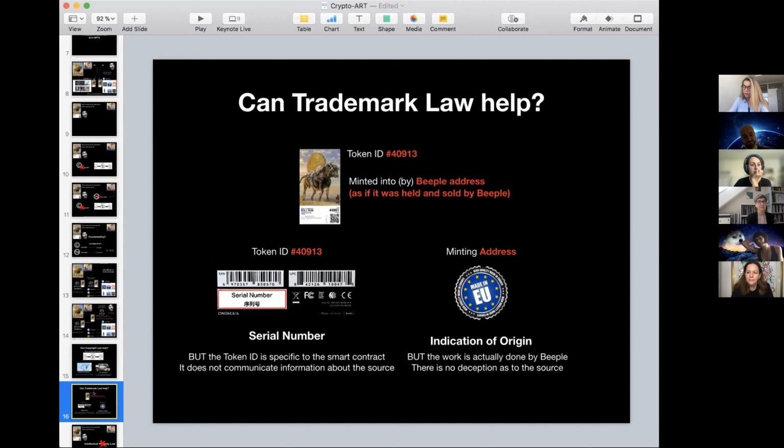And then same thing with trademark: can we actually rely on trademark law to have some kind of legal recourse? For instance, by saying that the token ID is like a particular serial number, which is an indication of the source. But of course the token ID is specific to a particular smart contract, so it doesn't make sense to say that another smart contract cannot use a similar token ID for a different purpose. And same thing with the minting address, so who allegedly is the person that has created the NFT and to whom the money will be given, which could be considered an indication of origin. But in this case, again, because the work is actually done by a particular author, mentioning that this is the work of that author will not qualify as copyright infringement.